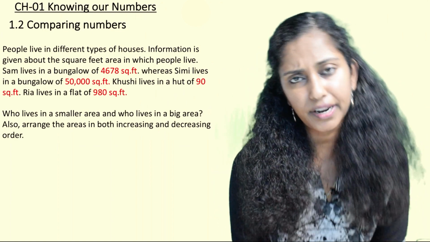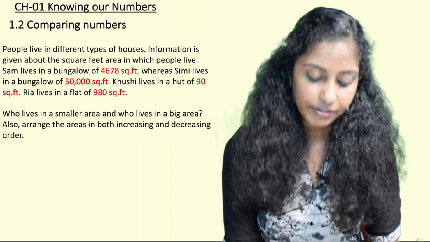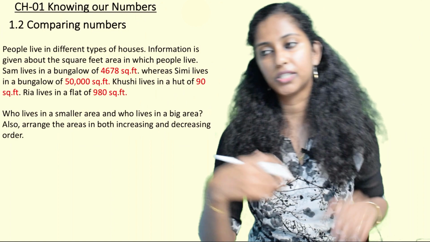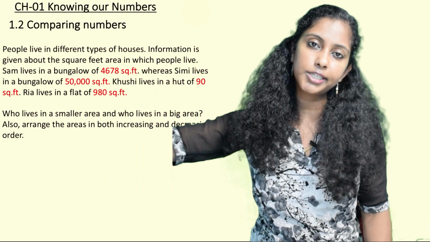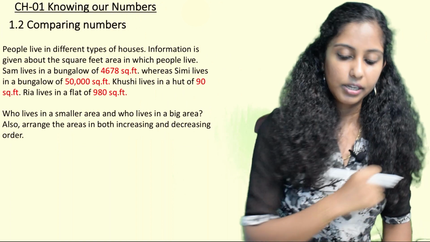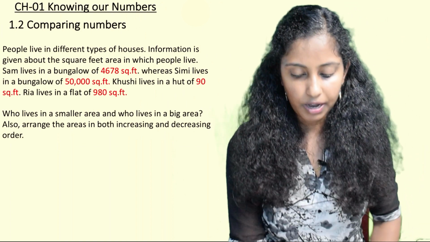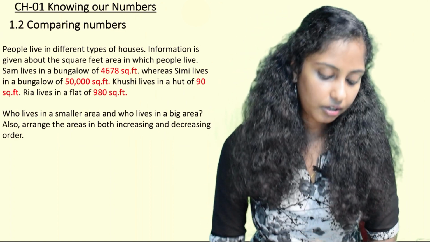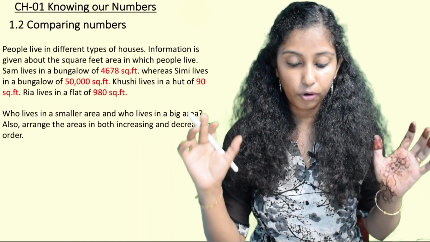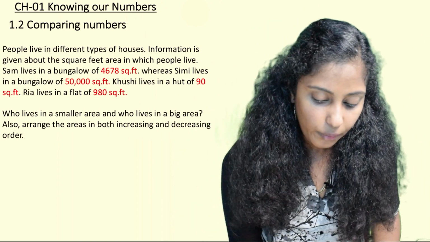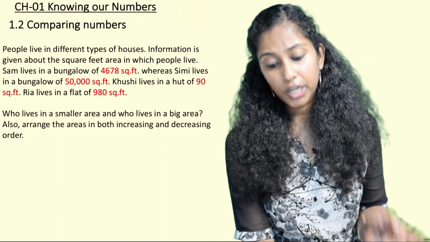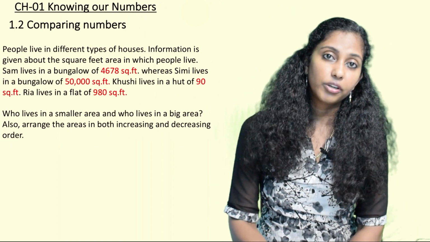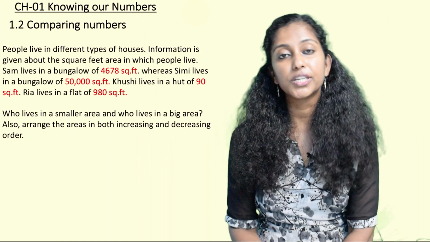Here there is a paragraph given. We have to just read this paragraph and answer the following questions. By reading the paragraph, we'll understand which is the smallest one, which is the biggest one, and how they keep increasing, and the same way how they keep decreasing. So here people live in different types of houses. Information is given about the square feet area in which people live. There is a person called Sam who lives in a bungalow of 4,678 square feet, whereas Simi lives in a bungalow of 50,000 square feet, Khushi lives in a hut of 90 square feet and Ria lives in a flat of 980 square feet. So here the question is, who lives in a smaller area and who lives in a big area?